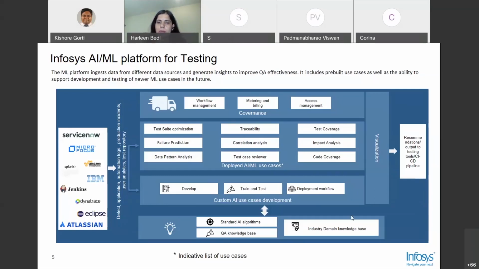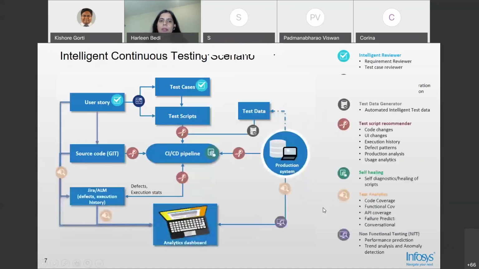Now, given this background, I will take one scenario, one example, of how we will use some of these use cases in a continuous testing scenario. I've taken a very simple illustration so that we can appreciate how, in the entire continuous testing lifecycle, some of these use cases will play a role.